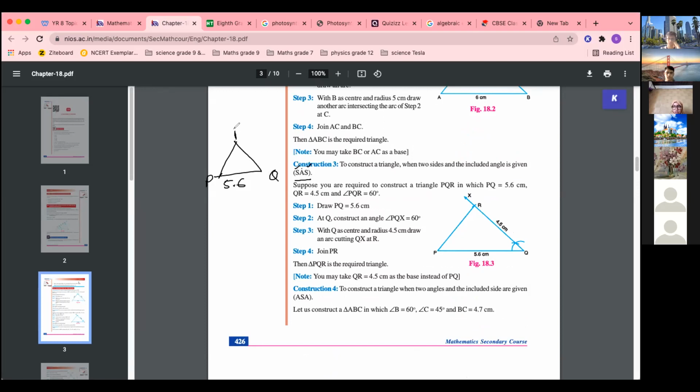PQ is 5.6, QR is 4.5, and angle PQR is 60 degrees. I have already taught you using a compass how to draw 60 degrees. So here, how will we draw? First draw a line PQ. PQ bana liya. Using a scale, it should be 5.6 centimeter. Write down the value over here.